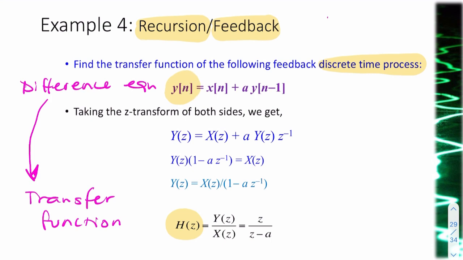So y of n, zTransform is y of z. x of n, zTransform is x of z. Slightly different when we get to y of n minus 1. It's y of z multiplied by z to the minus 1. That is because of the shift. And the a, because it's a linear operation, remains.